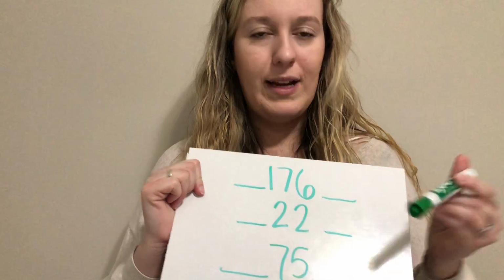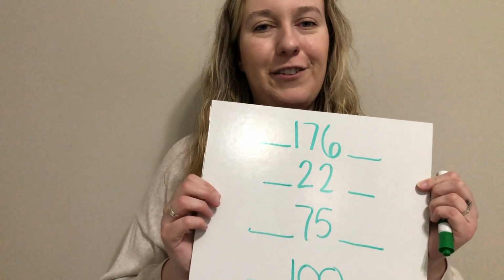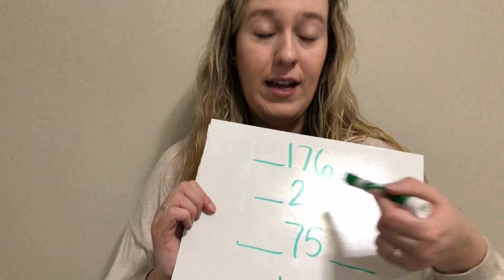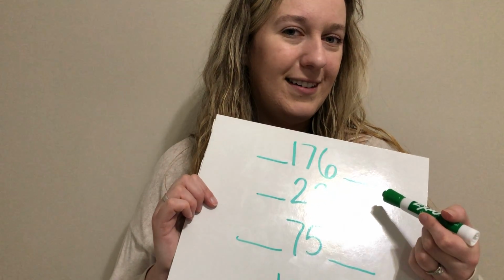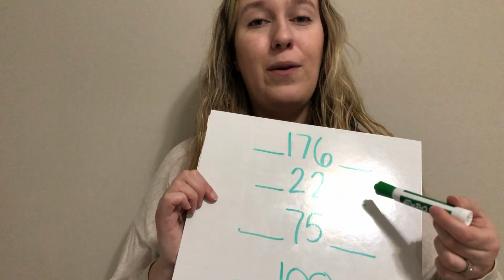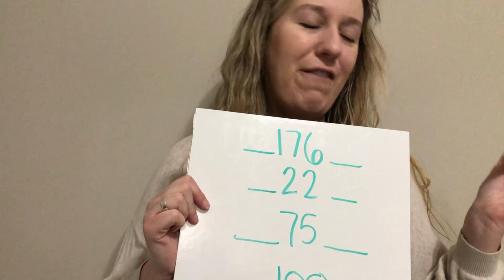We have 22 here. If we go backwards 2, what would we have? 20. 20, 22, and what would be 2 more? 24. 20, 22, 24. Good job. Next, let's try by fives.